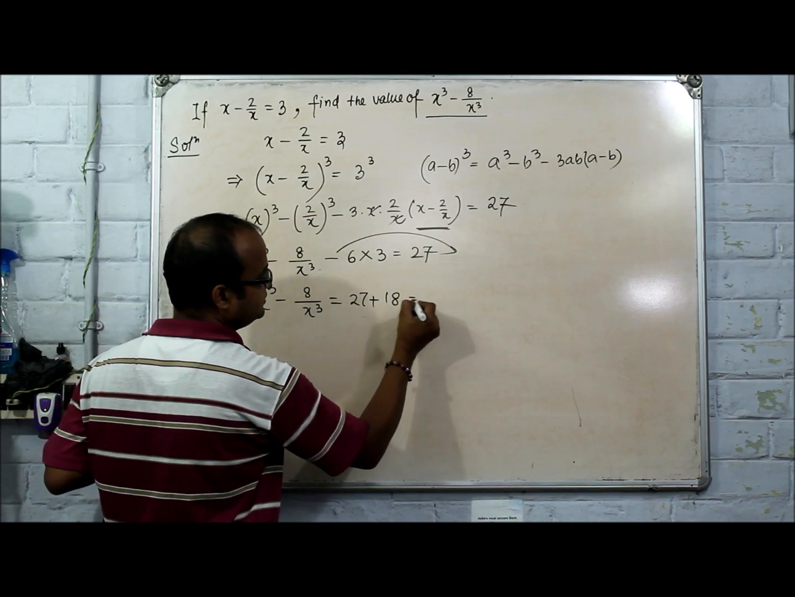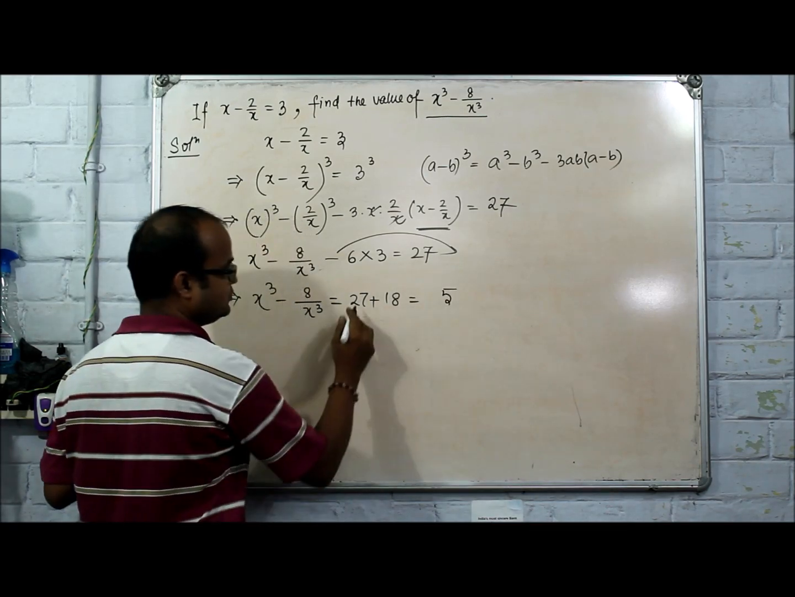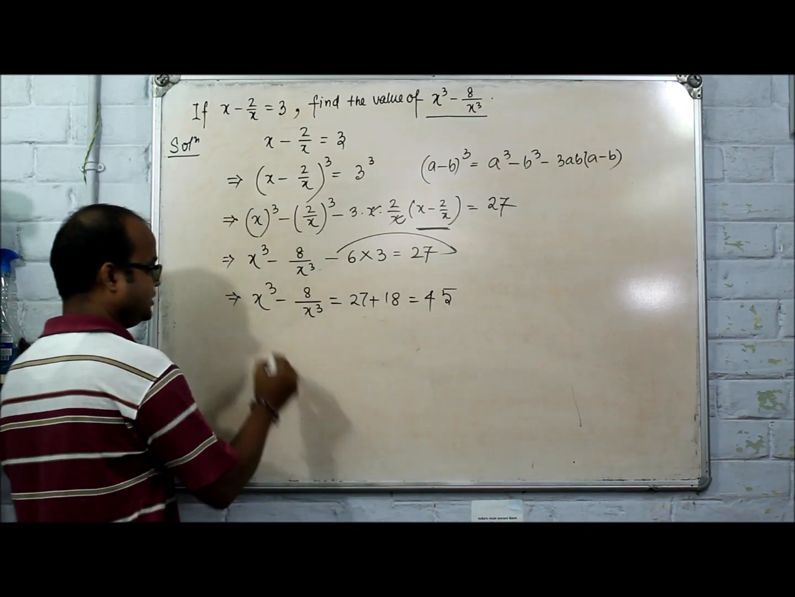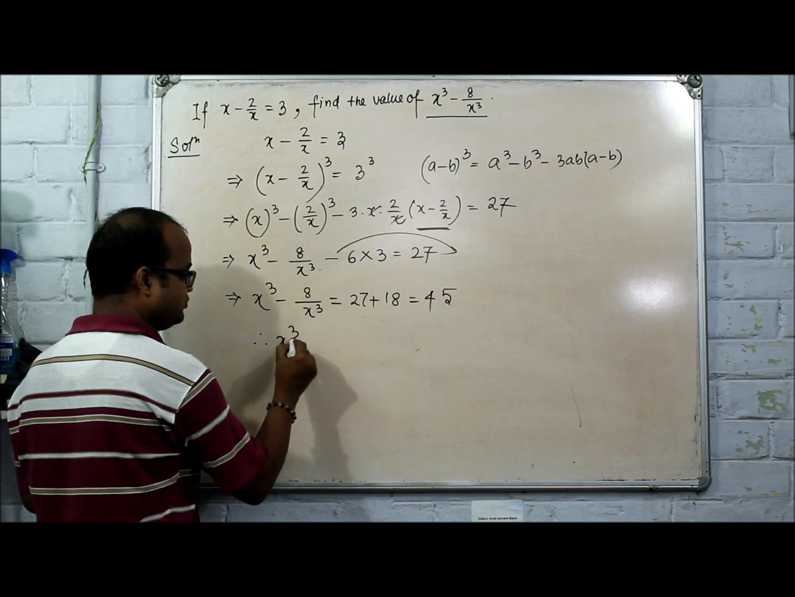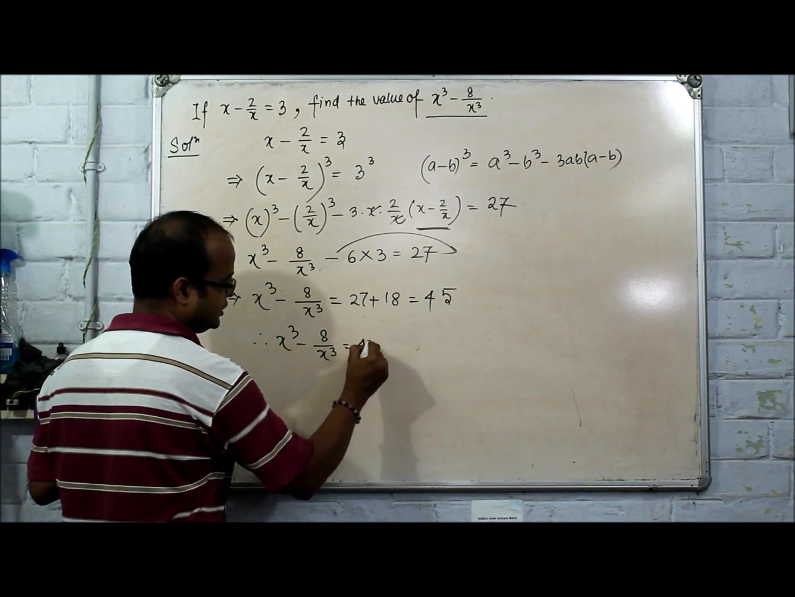27 plus 18. So this will be equal to 45. Therefore, x cube minus 8 by x cube is equal to 45.